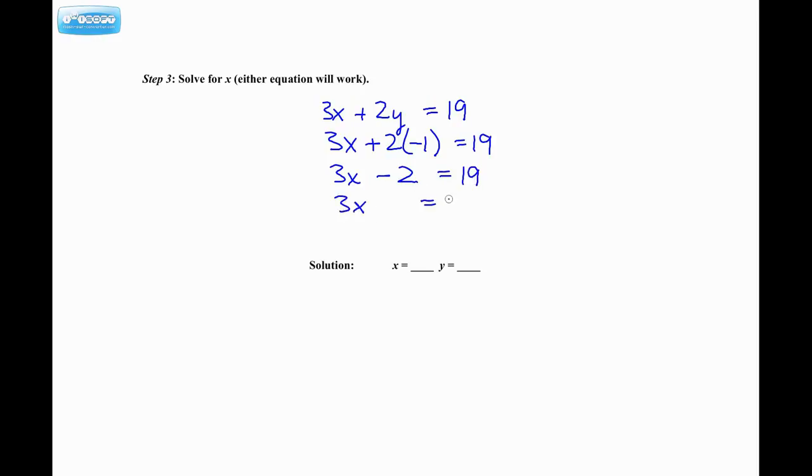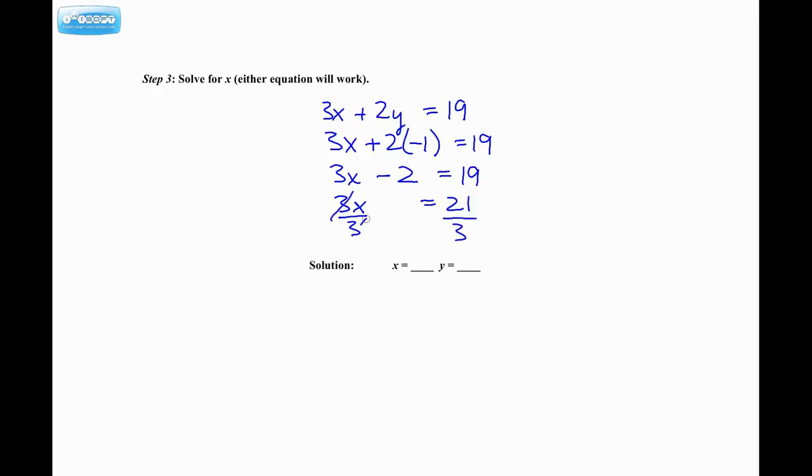Right, so solve for x, either equation will work. So I'm actually going to use the first equation, and that was 3x plus 2y is equal to 19. Okay? But we just solved for y. We know that y is negative 1. So I will replace that y with negative 1. Okay. So I'm just going to solve this equation for x. So this is 3x minus 2 equals 19. We need to add 2 to both sides, so I get 3x is equal to 21. And divide everything by 3.